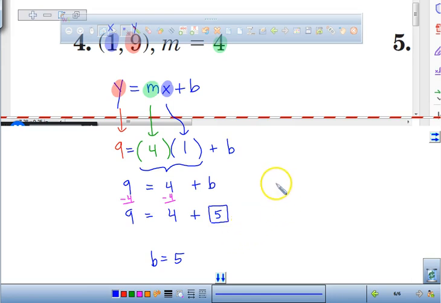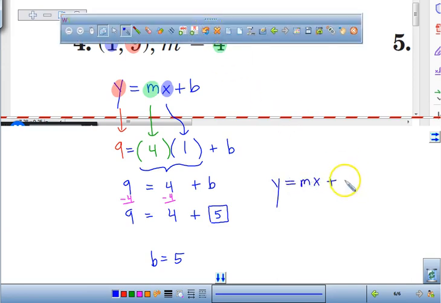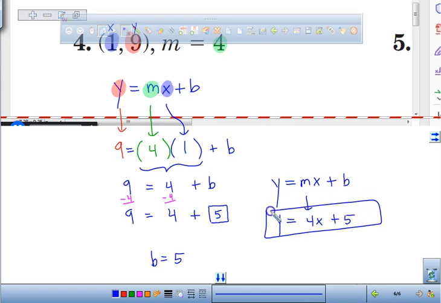All right? So what is our final answer? y equals mx plus b. What is our slope and what is our y-intercept? y equals, what are we going to plug in for the slope? 4. Very good. What's our y-intercept? 5. That's our equation. y equals 4x plus 5.